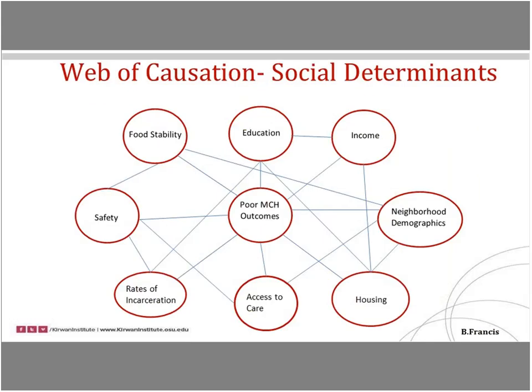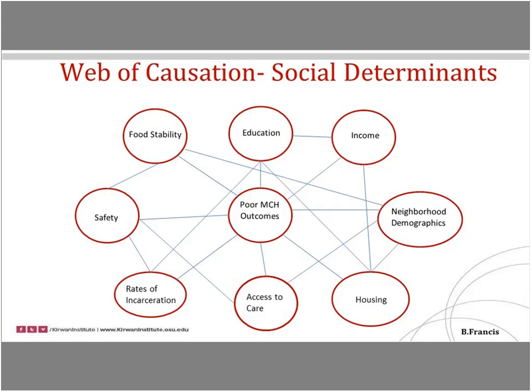So what does that mean in terms of MCH outcomes? A concept that was developed in the late 60s and had a resurgence with Dr. Krieger at Harvard is this idea of the web of causation. Normally we think that a particular health outcome is caused by a singular factor. This risk factor causes this outcome. This exposure is linked to this particular outcome.